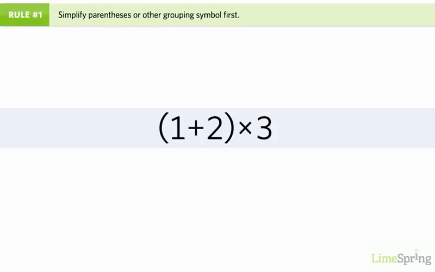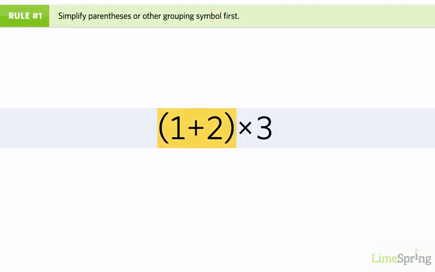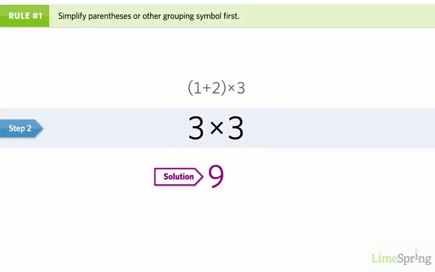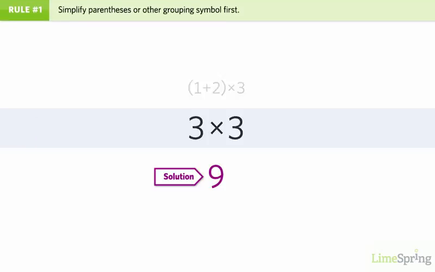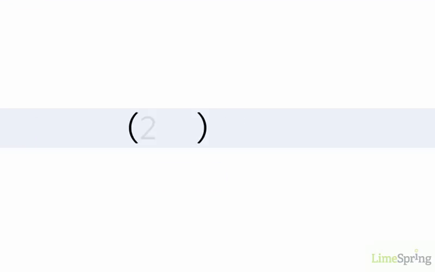In any case, because rule number 1 tells us to simplify parentheses or any other grouping symbol first, we know to add the 1 and 2 before multiplying by 3. 1 plus 2 equals 3. And we are left with the expression 3 times 3, which equals 9. Let's try another problem. How about the quantity of 2 plus 3 times the quantity of 1 plus 1?